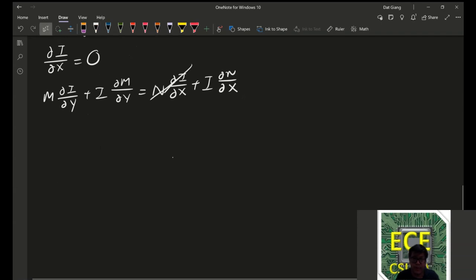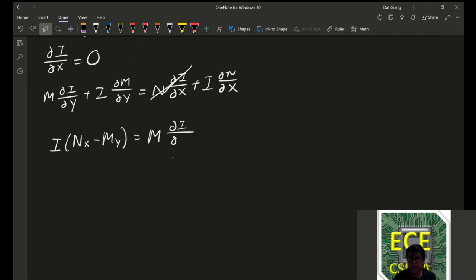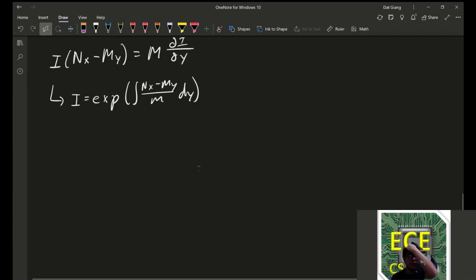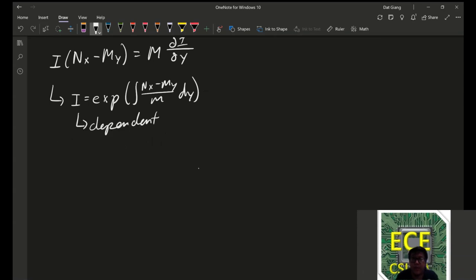Now similarly, we can find the relation given instead by Nx minus My equals M partial I partial y, divided by I. And we can show that this is equal to the exponential of the integral of Nx minus My divided by M dy. This one is now dependent on y only.